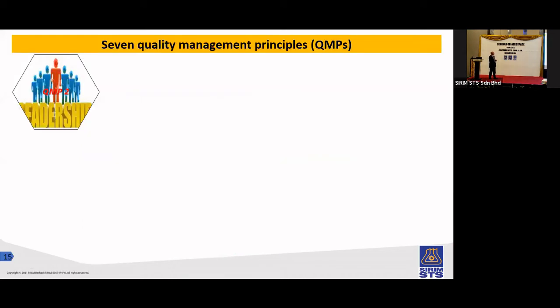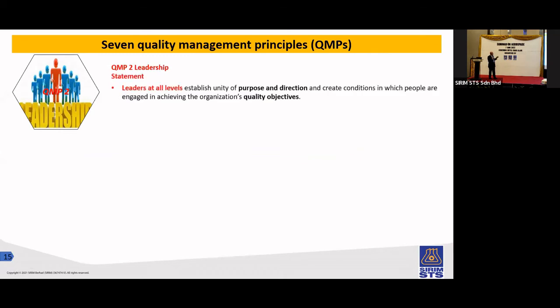And number 2, leadership. So kepimpinan, ketua, ketua. Leaders at all levels. In safety, they call it workers, including the top management and the owner of the company. We talk about safety and management system. So leaders propose the direction and have a quality objective.